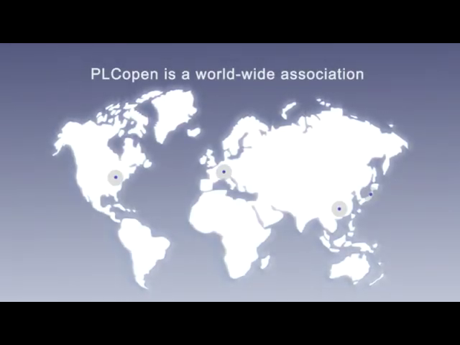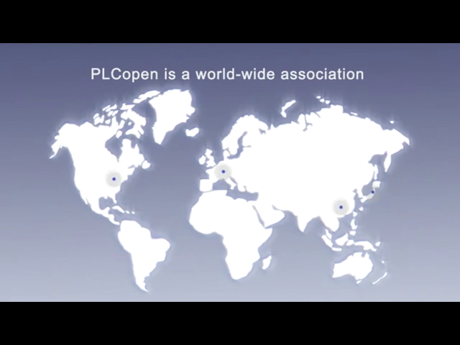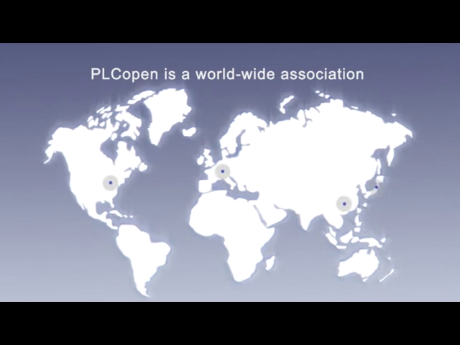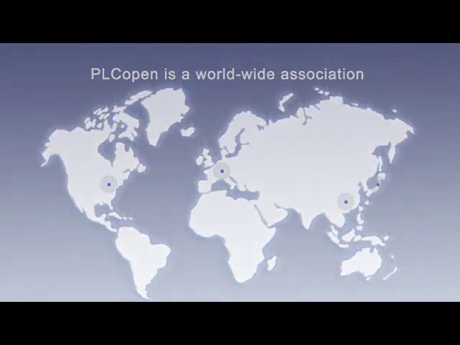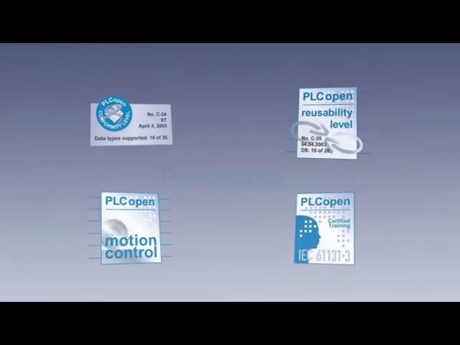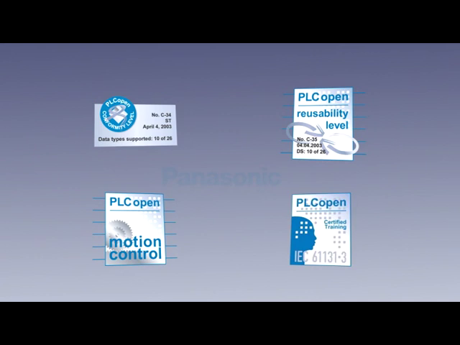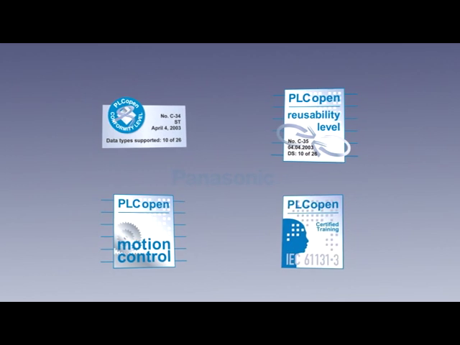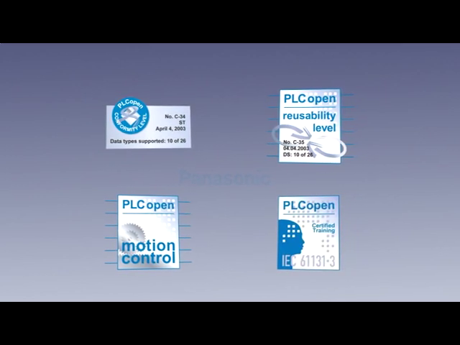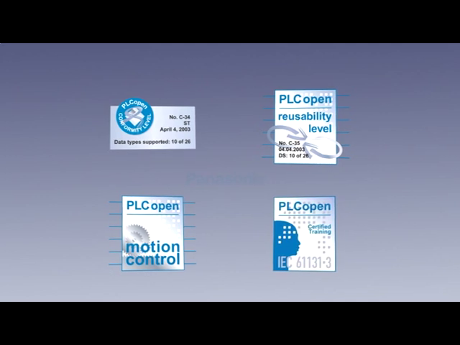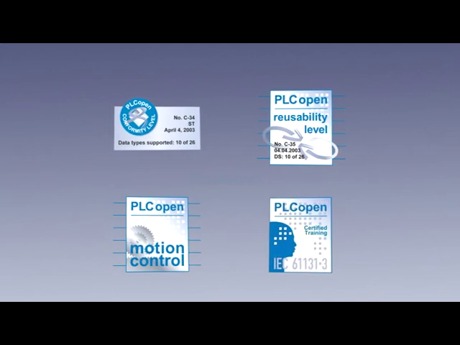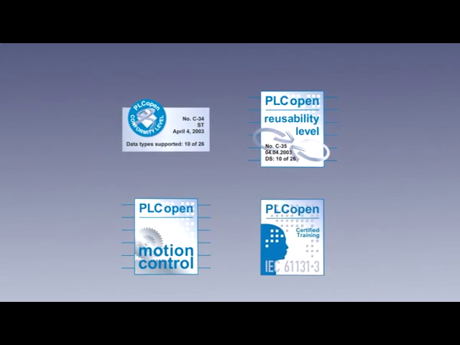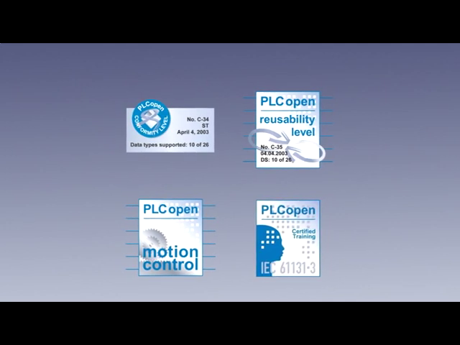Panasonic Electric Works is a leading member of the international organization PLC Open. PLC Open is a leading association worldwide related to control programming. FPWIN Pro has already received several certificates from PLC Open: the Conformity Level, the Reusability Level, the Motion Control Library, the Training Certificate. The Training Certificate, for example, indicates that Panasonic Electric Works trains users according to IEC 61131 and PLC Open.